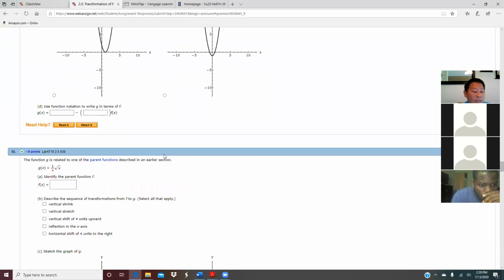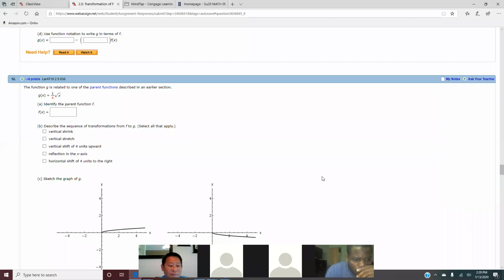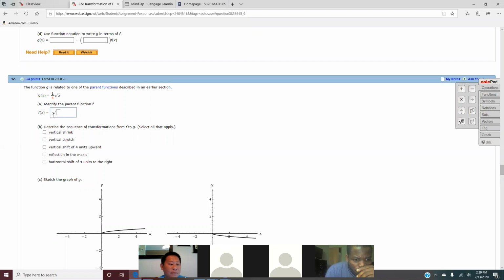Let's do one that is square root. There you go. So can someone tell me what is the parent function of this? Square root, yep. So you do the square root of x. Very good.